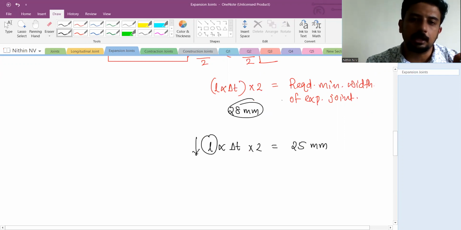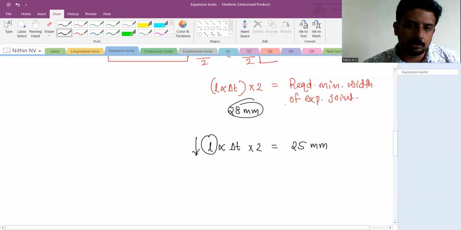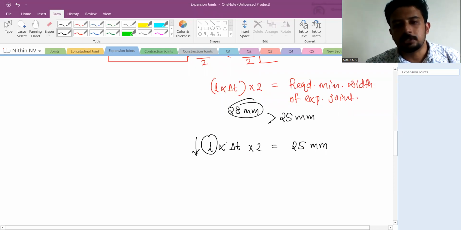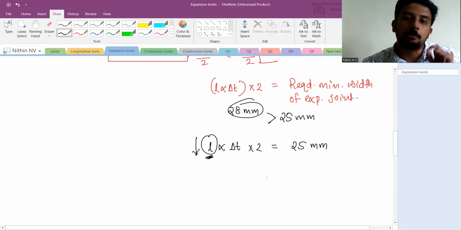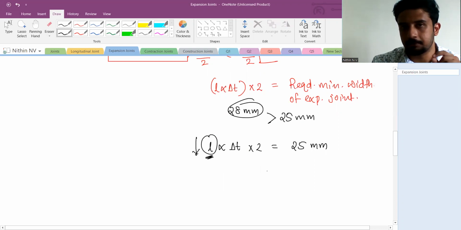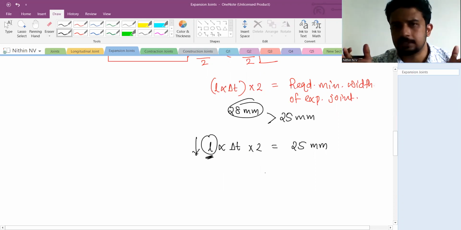Okay, so in case after calculating L alpha delta T into 2, if you are getting a value which is more than this maximum limit, which means more than 25 mm, then what to do? We'll just equate the value L alpha delta T into 2 is equal to 25 mm. Then we can check what can be the maximum length of the slab. So this is what I told you. Practically speaking, 140 meters we can give the length of the slab.